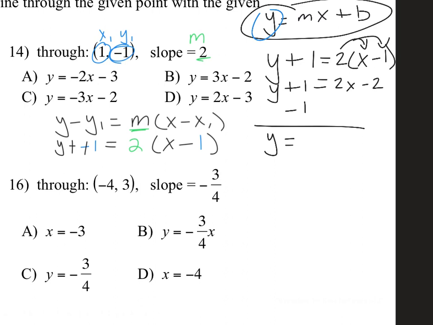What you do to one side, of course, you have to do to the other side. So we need to do this negative 1 on both sides. We can't do 2x minus 1 because they're not like terms. So you're going to do negative 2 minus 1 only, which will give you that negative 3. And just bring that 2x down. So in slope-intercept form, you have y equals 2x minus 3, which means for number 14, the answer should be D.